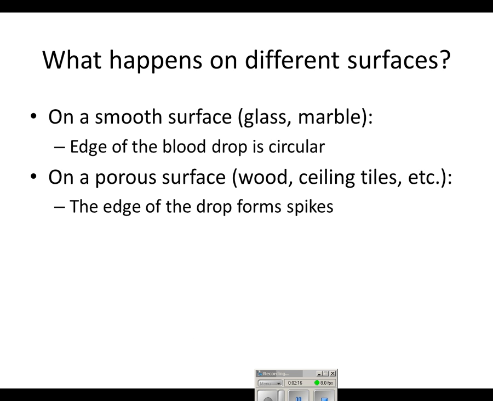We're going to see satellites if we're looking at droplets on a porous surface, and the edge of the drop is going to form spikes that we'll look at later. A porous surface might be wood or something like ceiling tiles, but if blood falls on a smooth surface like glass or marble, the edge of the drop is going to be very circular.